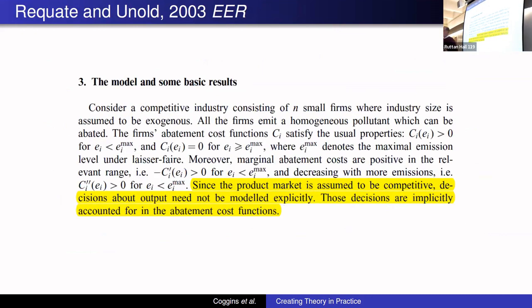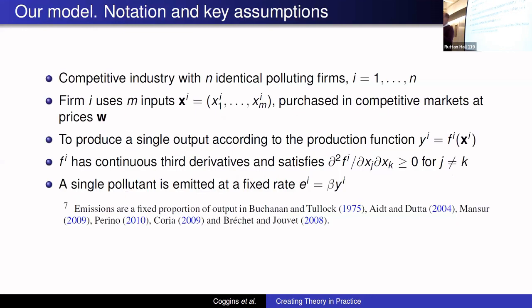But not everyone says that. There are papers that use the same device, depends on E here. This is a really highly cited paper. But they claim because the product market is assumed to be competitive, we don't need to worry about output choices. They're implicitly accounted for in the abatement cost function. This statement is not true. In fact, you need to worry about output markets sometimes. That's the point of our paper.